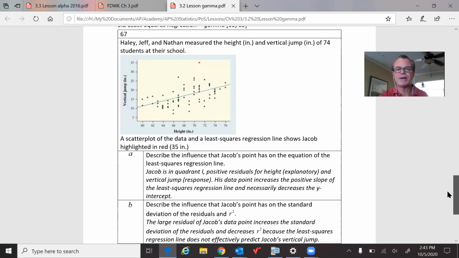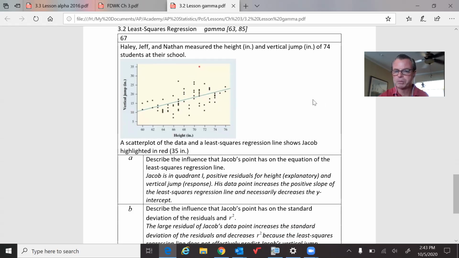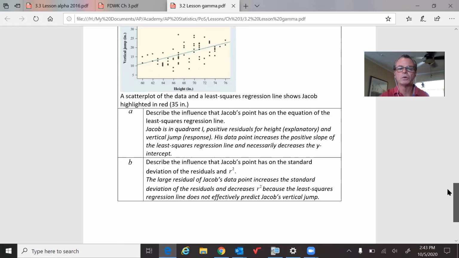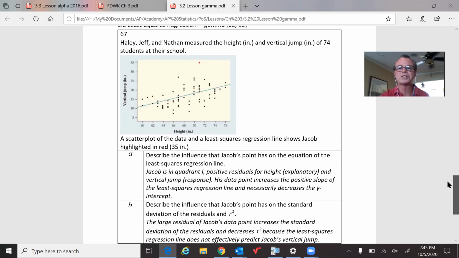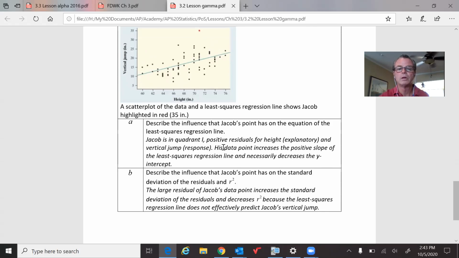And now going to 67, you've got this scatter plot. And the one child is here. So this child was 5'11", and they jumped 35 inches vertically. Their red dot is separated from the others. It's a potential outlier. So what influence does he have on the least square regression line, which we don't even have? Now, the answer, I'm saying Jake is in quadrant 1. What does that mean? Well, it's this.